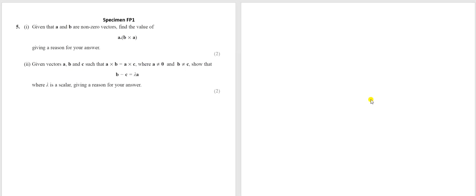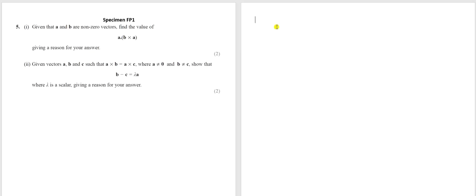They've not given us the coordinates of any points. They've not described a geometrical problem. They're asking us to give some reasoning based on the fundamental properties of the cross product and the dot product. So they start out with what looks like the scalar triple product, but what's a bit special about this is that A, the vector A, appears in two different places.